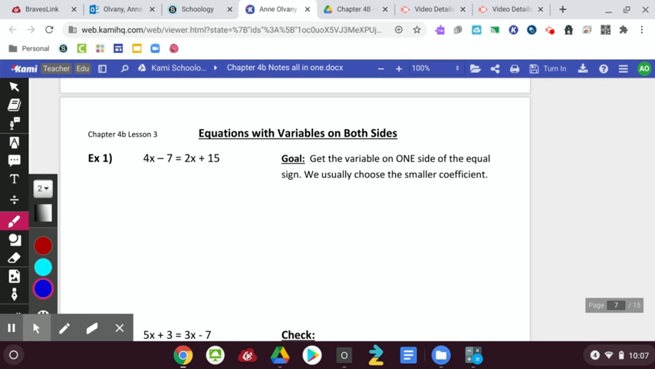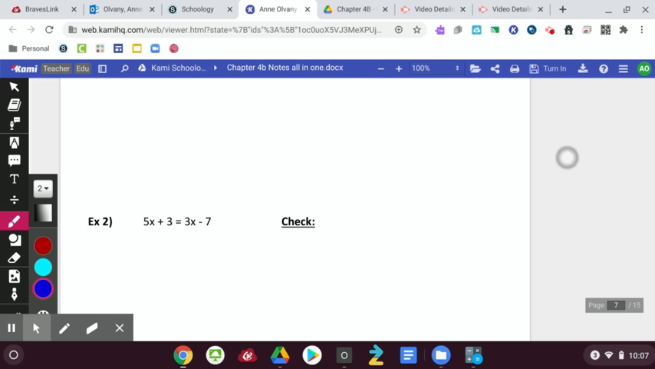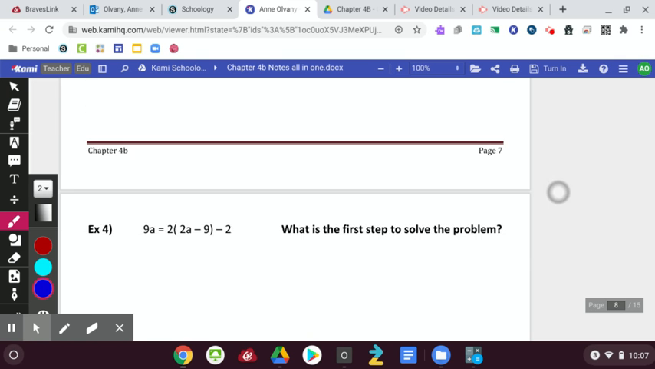So, the next page in your note packet for 4B is lesson 3. And I really want to do this with you. So, we are going to skip lesson 3. So, just turn the page.